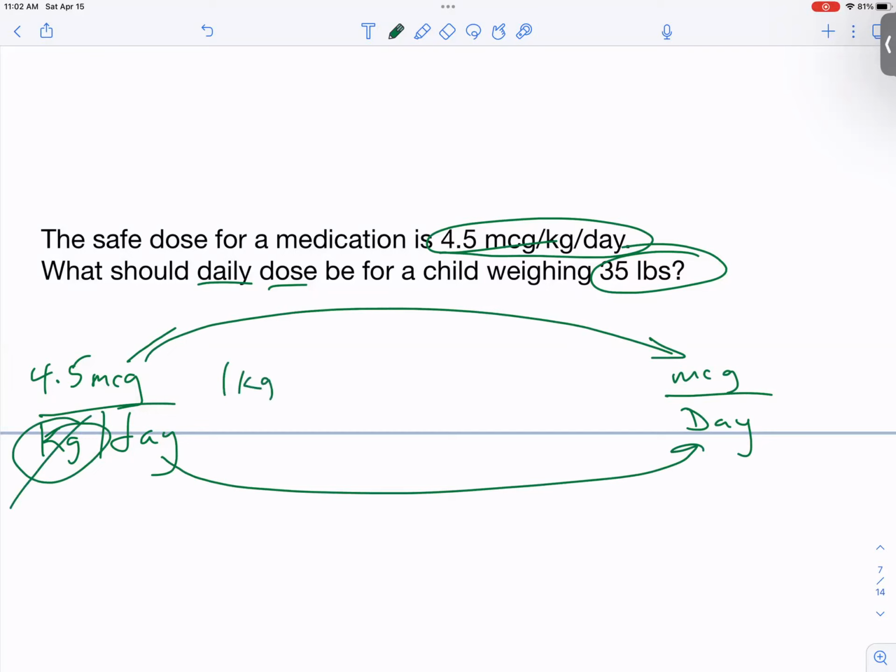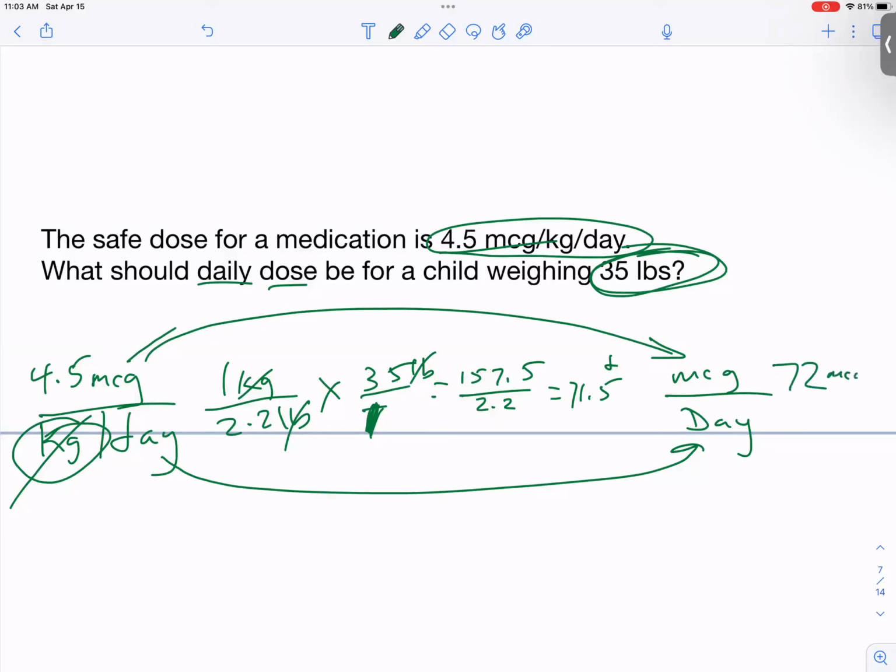1 kilogram is 2.2 pounds because the weight is in pounds. 35 pounds over 1. And now it's just math. So when I do the math, it'll give me 157.5. Remember, never round until the end of all problems. That'll be 71.5. Anything greater than 10, I round to the whole number. 5 and up, I round up. So it is 72 micrograms every day.